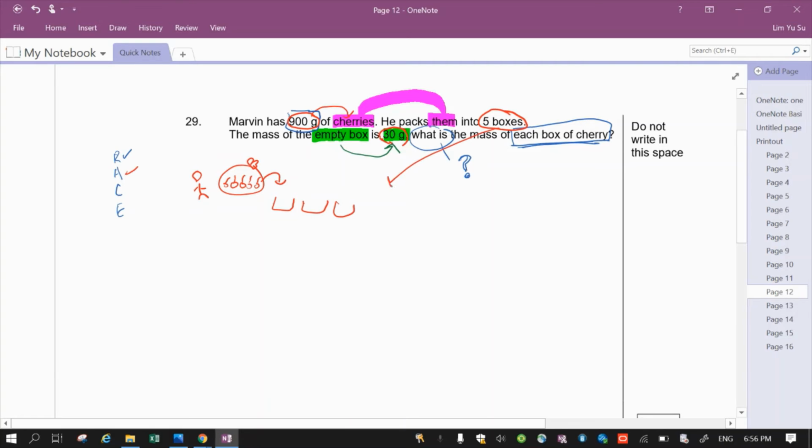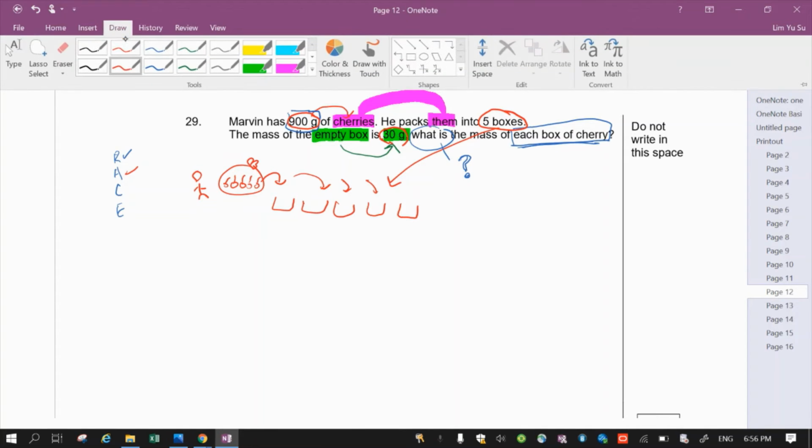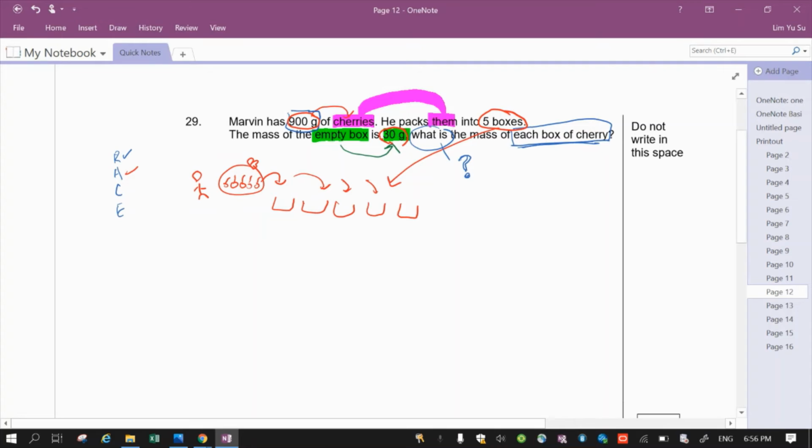So here it says 5 boxes. I've got 5 boxes here, and I draw them as little bowl-like boxes. What he does is he takes the cherries out and puts them into these boxes. Each box has a mass. So each of them, the empty box itself, when it's empty, is 30 grams.